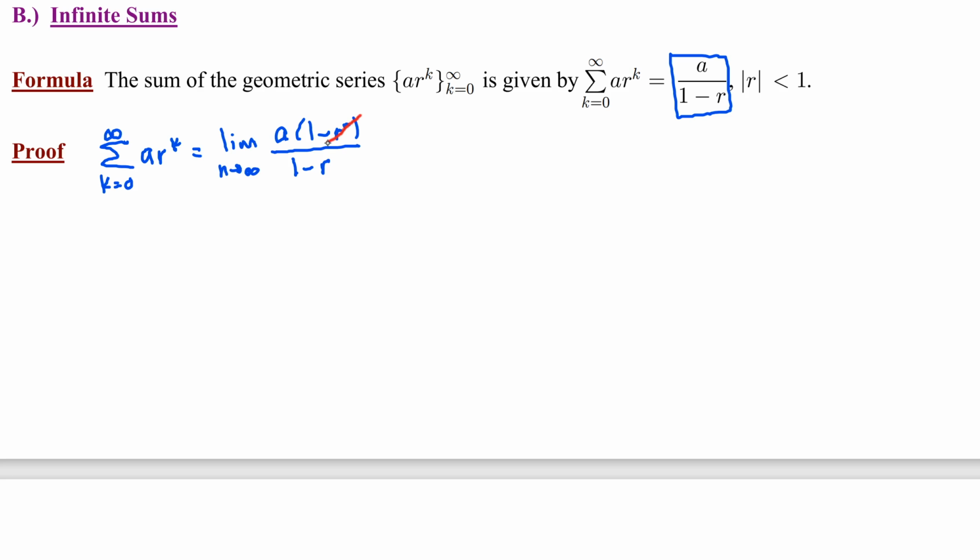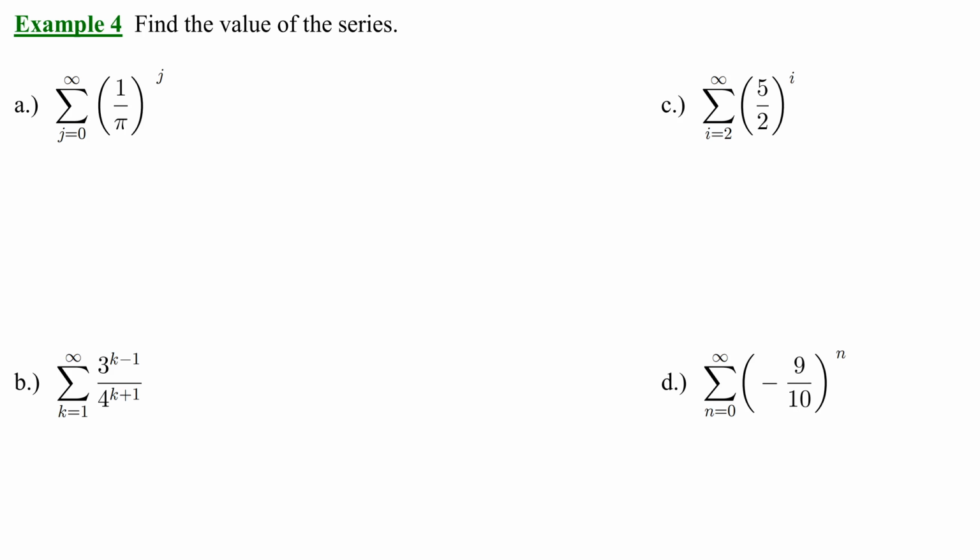infinity, this term right here will go to 0 only if the absolute value of r is less than 1. So if the absolute value of r is less than 1, then the sum of an infinite geometric series is a times 1, or just a, over 1 minus r. Again, it's very important to stress this is provided that the absolute value of our ratio is less than 1. The simplicity of this formula is really amazing to me. So let's see how it applies to the following geometric series. We want to find the sum from j equals 0 to infinity of 1 over pi to the j.